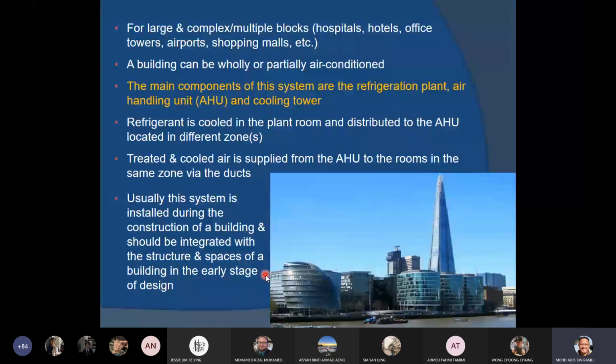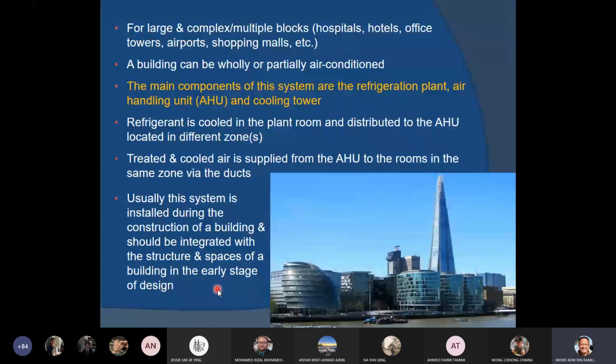You cannot simply sacrifice whatever room you have on the ground, or if, let's say, your design has a pitch roof, you cannot simply put the plant room on the rooftop, because it requires a flat surface. So that's why it has to be incorporated right from the early stage of the design.